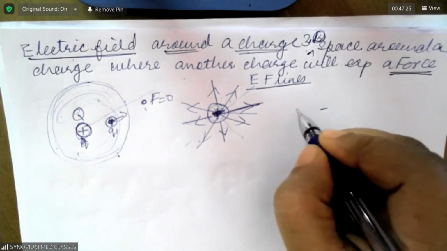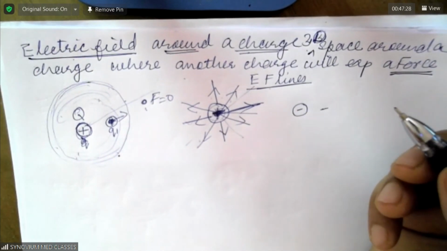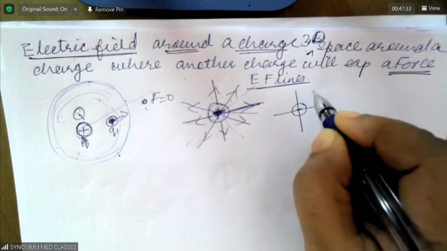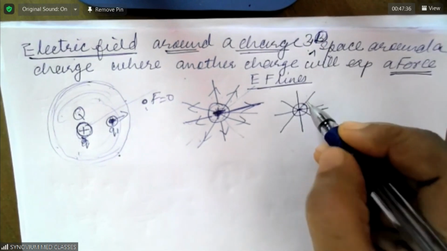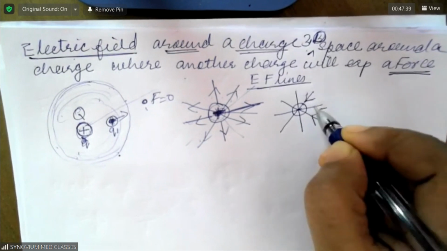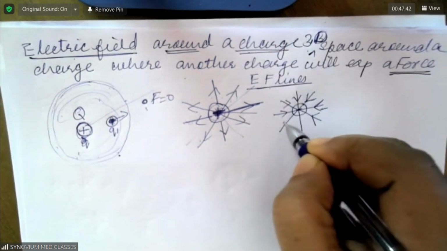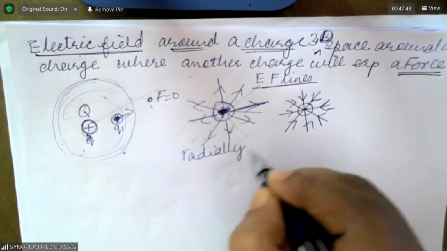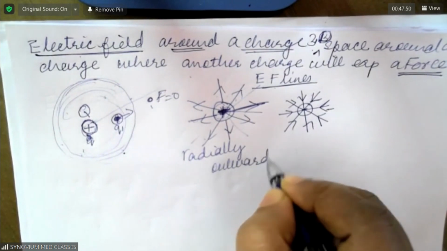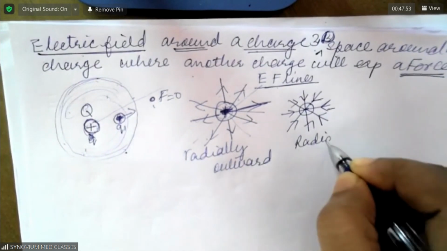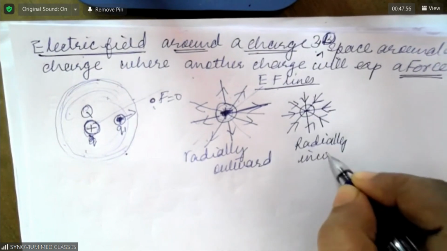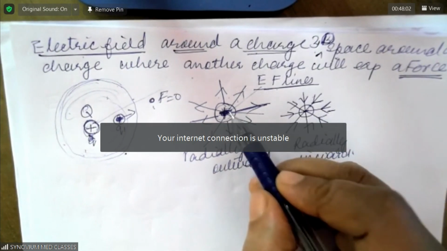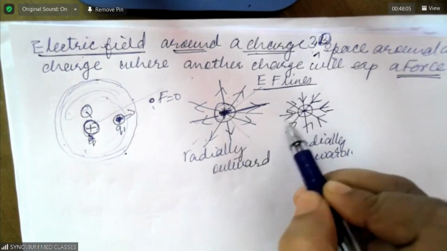Similarly, for a negative charge, how will the electric field be around a negative charge? Radially inward this time. So this is called radially outward. This is radially inward. This you remember. That means electric field lines will start from positive, end on negative.